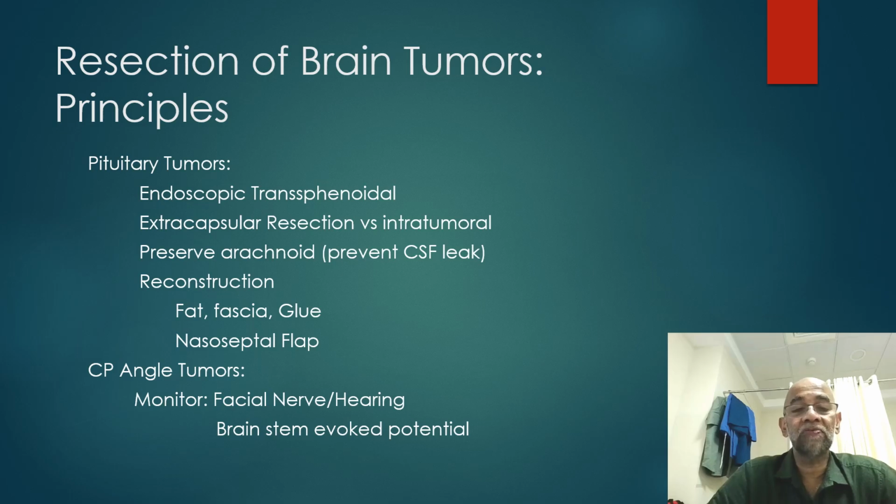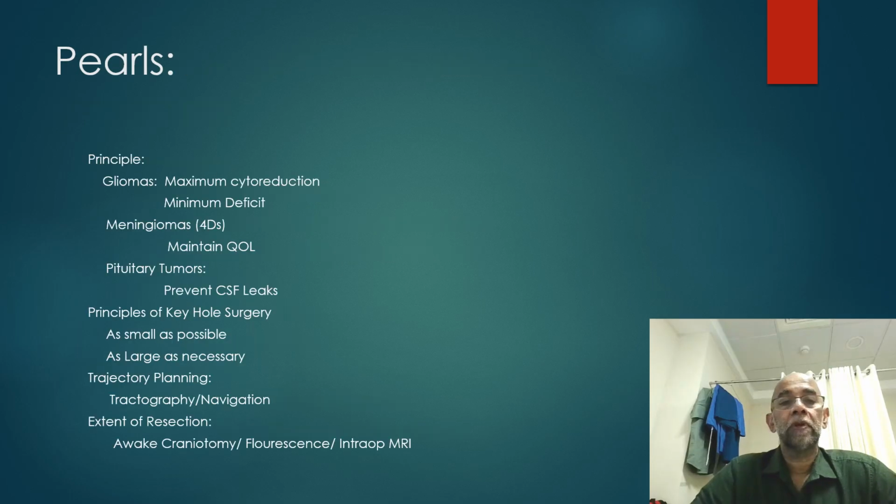CP angle tumors, commonest of which is the acoustic neuroma, will merit facial nerve monitoring and hearing monitoring in the case of small tumors, where hearing preservation is an aim. So in a final overview, the principle of glioma surgery is to achieve maximum cytoreduction with a minimum of deficit. Meningiomas are resected using the 4Ds: de-dress the tumor, devascularize the tumor, debulk the tumor, and then dissect the tumor. It is important to maintain quality of life as a priority because meningiomas are slow-growing tumors.